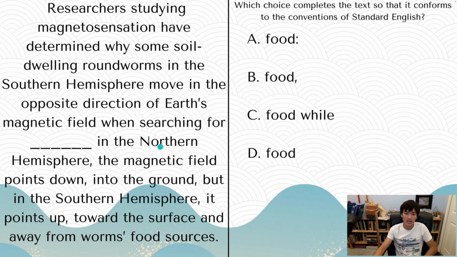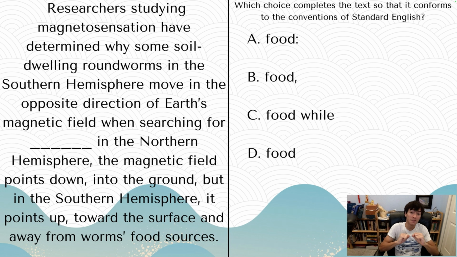In the northern hemisphere, this is kind of just a declaration, right? So if you were to comma here, you would have the worms moving in the opposite direction of Earth's magnetic field, comma, separate the idea, and then you have this declaration here, which doesn't really have a meaning when you don't know what you're talking about. Because when you separated the worms from what you've said here, the food sources, you have no idea, grammatically, they're not really related too much. Okay, so B is wrong.